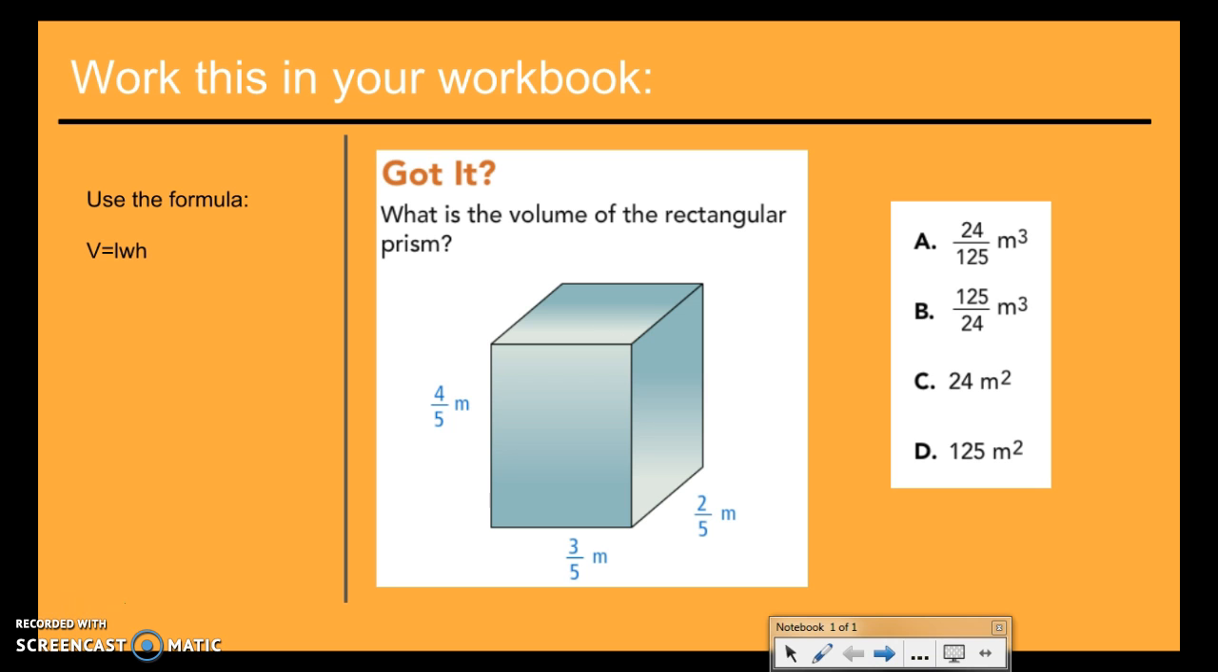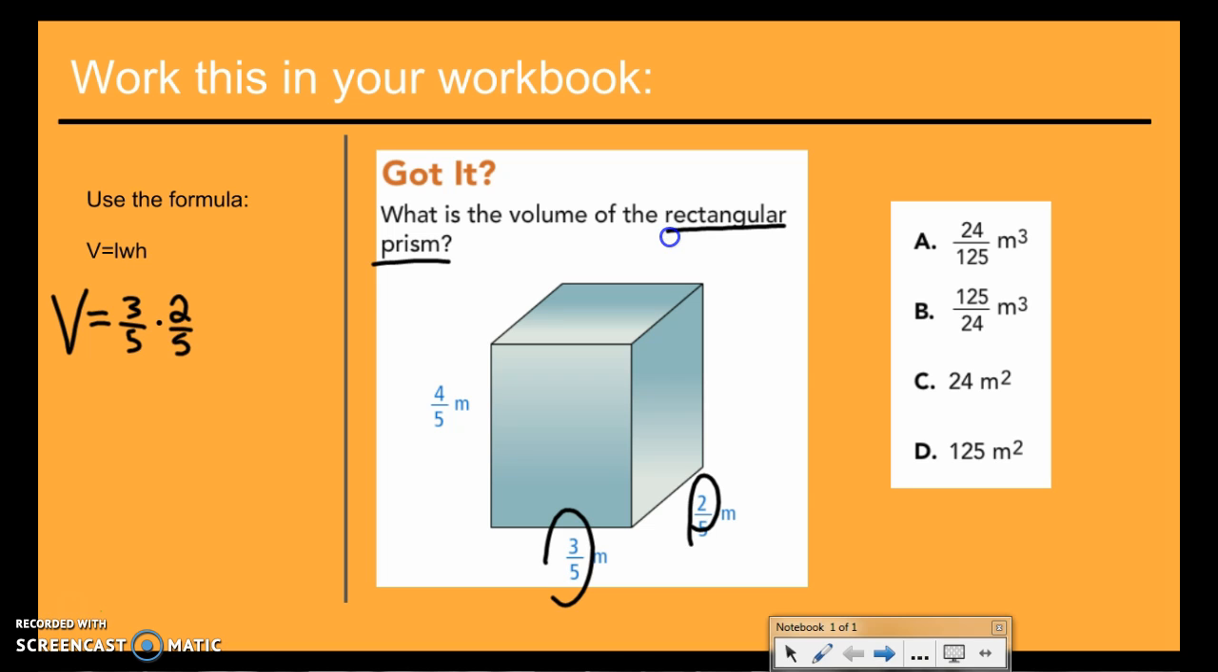So by using our method, we're going to figure out what the volume is of this rectangular prism. Again, make sure you're reading what it says before you try to start working with numbers. Okay? So we're doing a rectangular prism. So we know we're not doing a cube, so we're rectangle. We have volume equals our length is going to be 3/5. Our width is going to be 2/5. And our height is going to be 4/5.